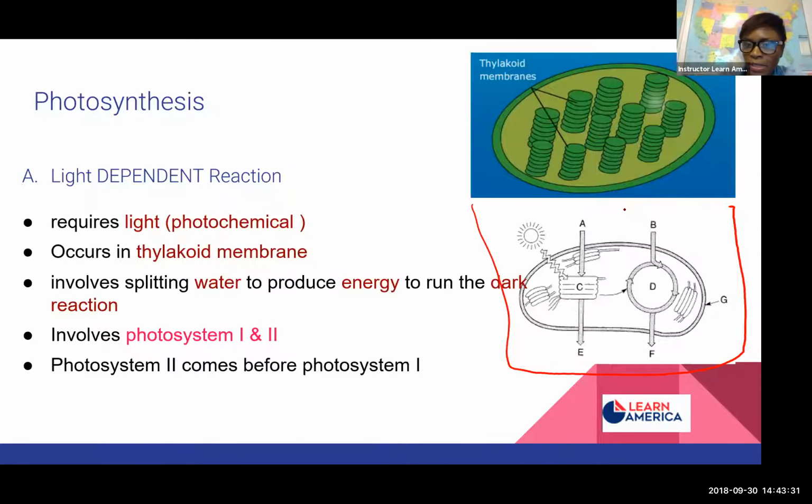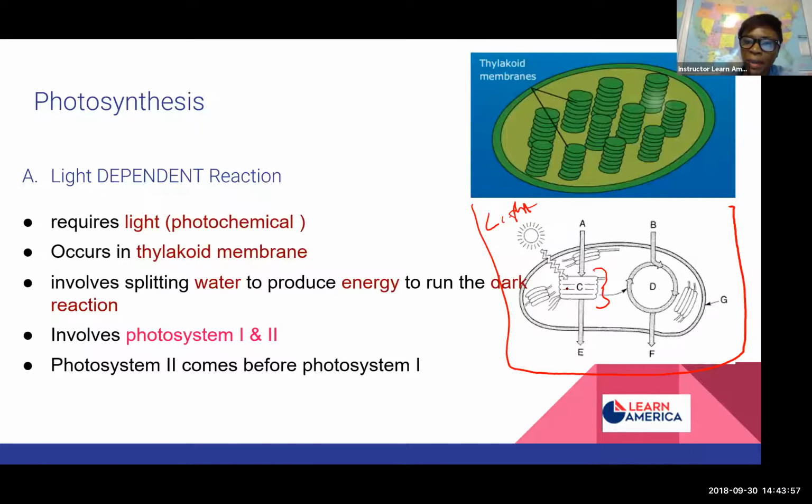So during photosynthesis, you have your light that enters into the cell. Remember, think to yourself right now, what do we call C? Right, that was our grana. And each one of those stacks referred to as a thylakoid. So the sun's energy is going to get trapped in that thylakoid.